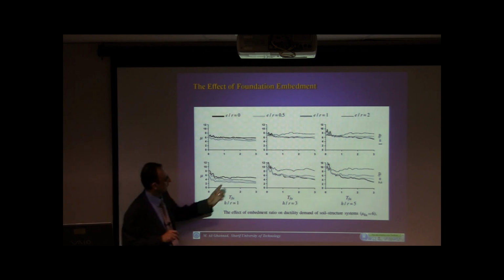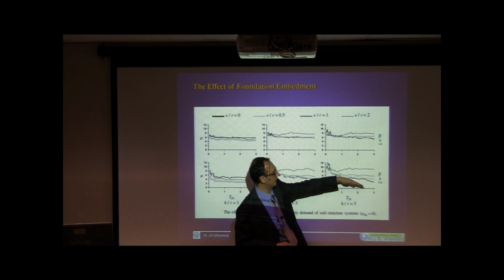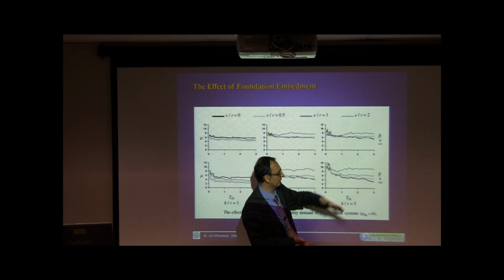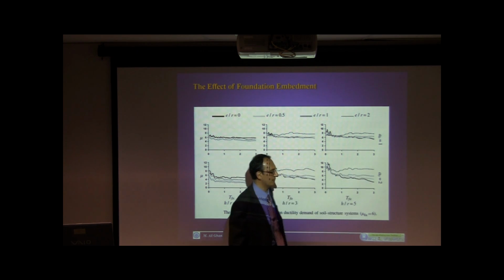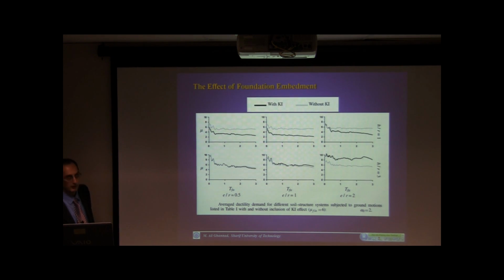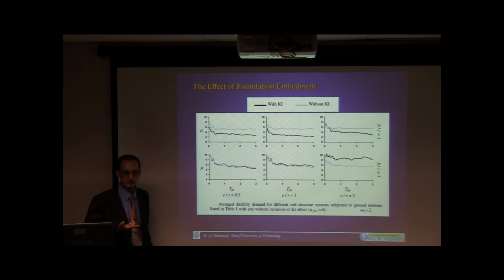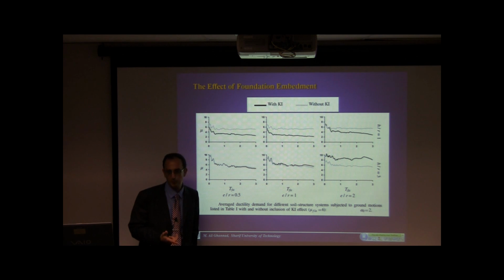Okay. Here, different embedment ratios are compared together. As the embedment ratio increases, the ductility demand in the structure goes up. And here I looked at the problem considering the kinematic interaction and ignoring the kinematic interaction effect. When I say without KI, it means that the input to the system is the free field motion, not the sway and rocking resulting foundation input motion.